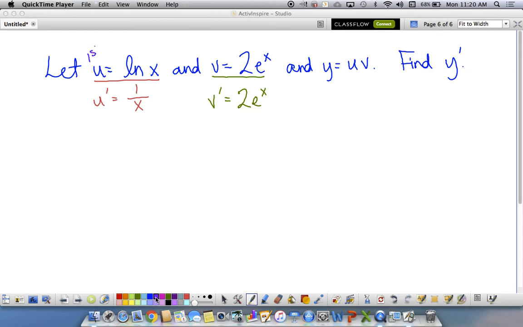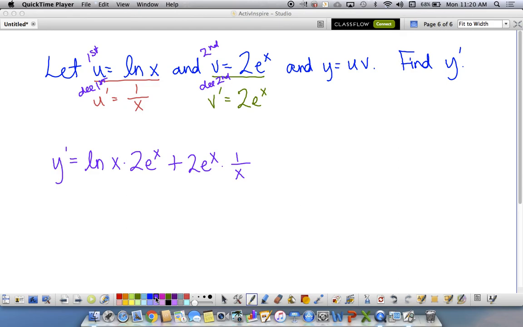So we have a first, a second, a derivative of the first, and a derivative of the second. That's another way to look at it. So what is y prime? It will equal what? First, what is your first? Natural log x times the derivative of the second plus second times the derivative of the first. Okay? That's your answer. That's it.